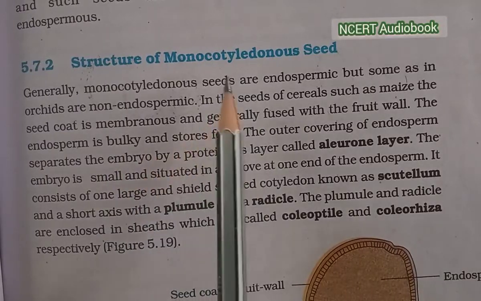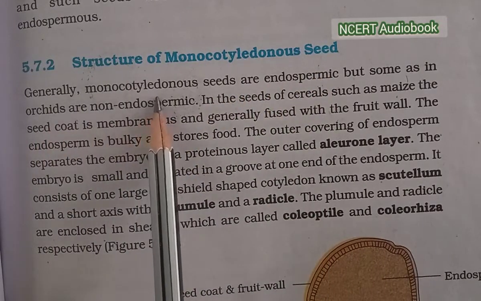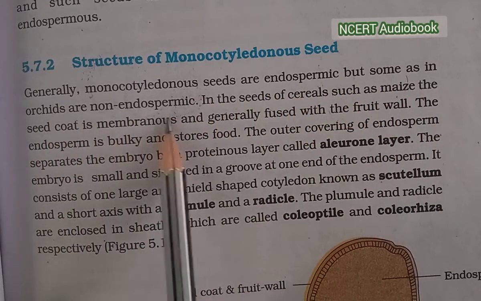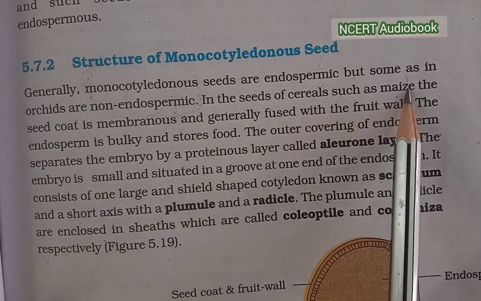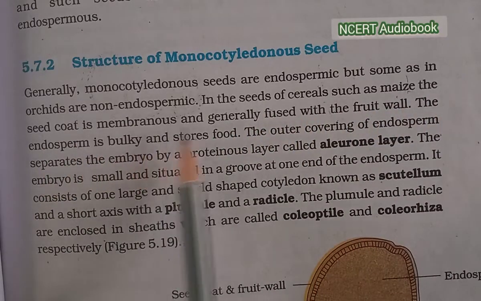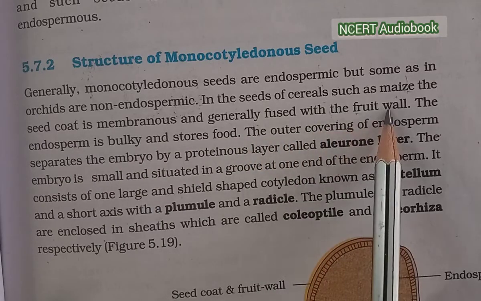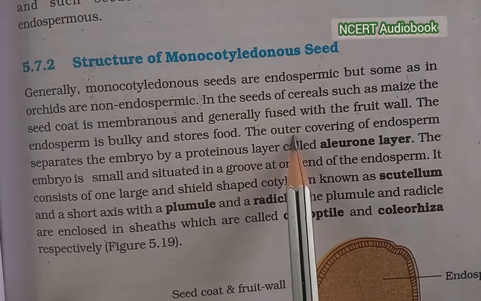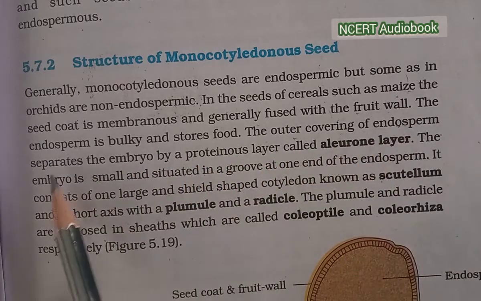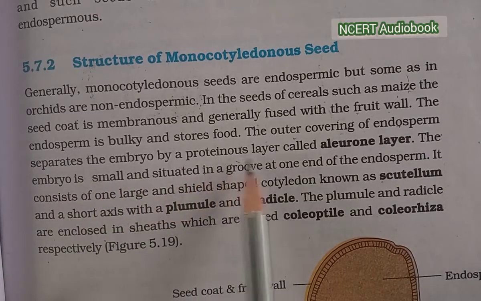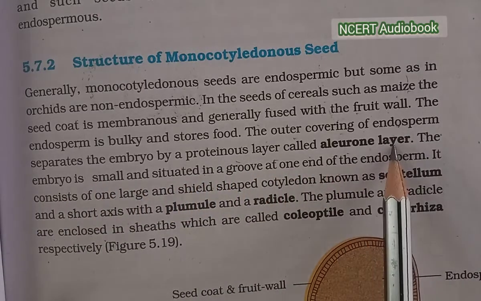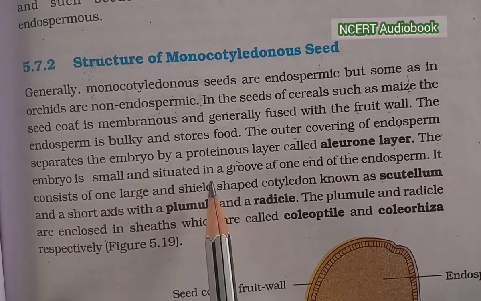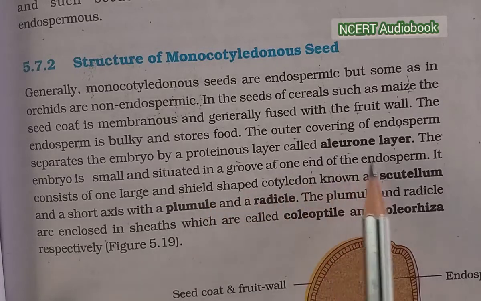Structure of a monocotyledonous seed. Generally, monocotyledonous seeds are endospermic, but some, as in orchids, are non-endospermic. In the seeds of cereals such as maize, the seed coat is membranous and generally fused with the fruit wall. The endosperm is bulky and stores food. The outer covering of the endosperm separates the embryo by a proteinous layer called the aleurone layer, and the embryo is small and situated in a groove at one end of the endosperm.